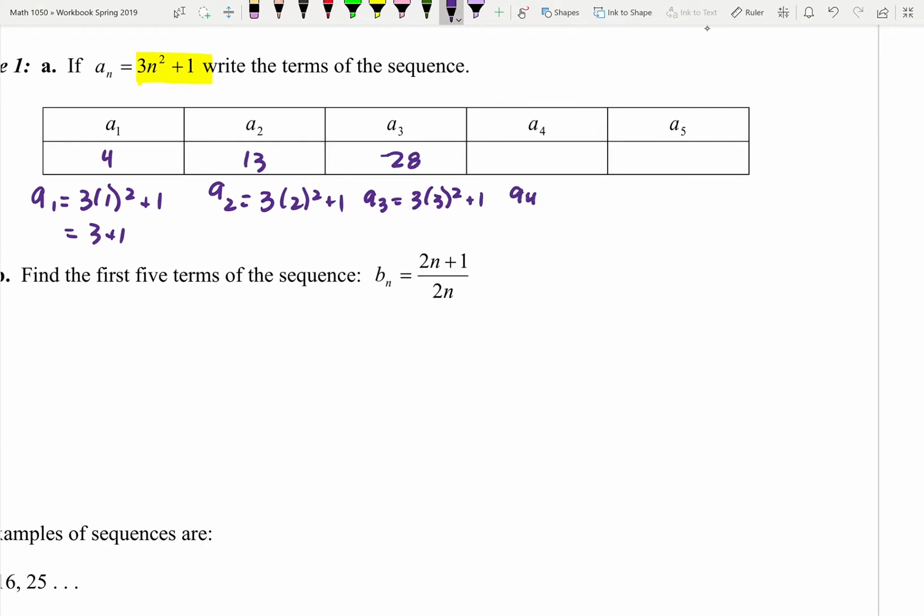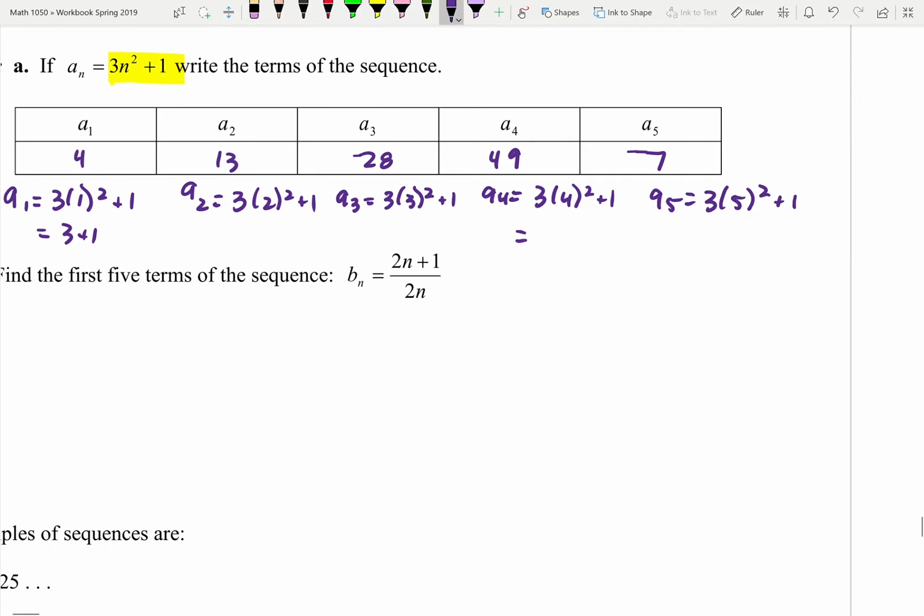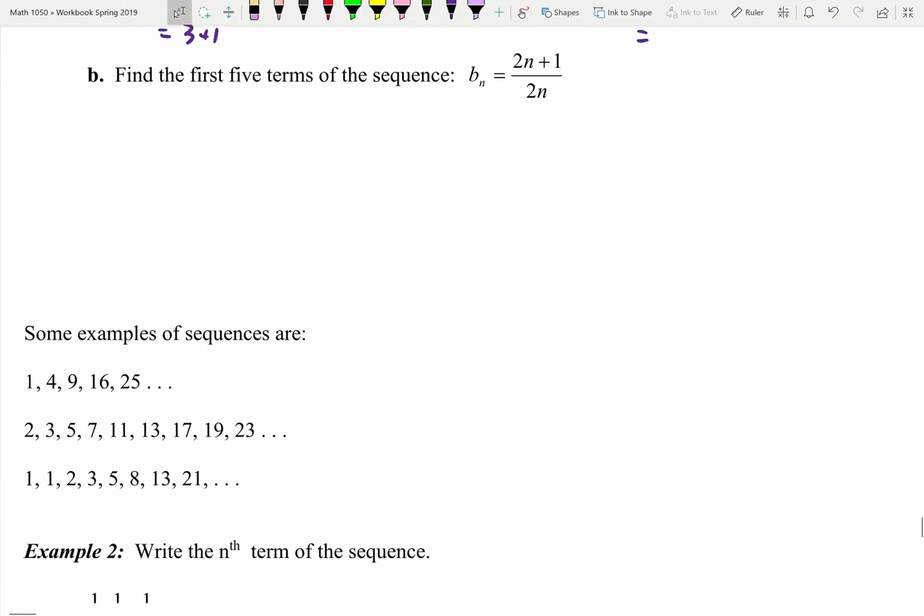A sub 4. 3 times 4 squared plus 1. 4 squared is 16. 16 times 3 is 48. Plus 1 is 49. Next one, a sub 5 is 3 times 5 squared plus 1. 5 squared is 25. Times 3 is 75. Plus 1 is 76. Very easy. Okay. Next question, just as easy.